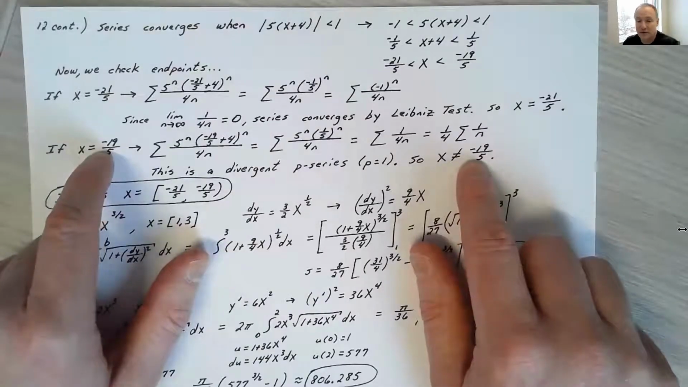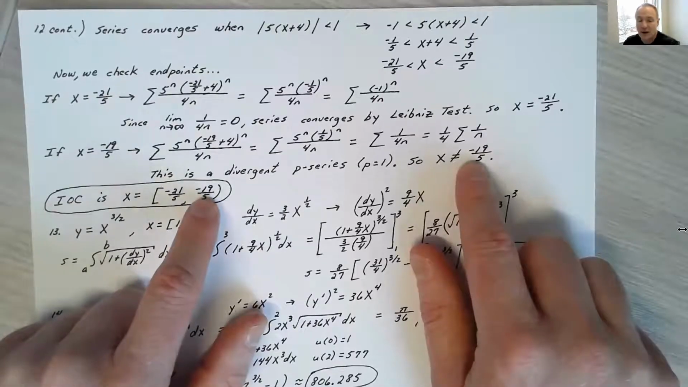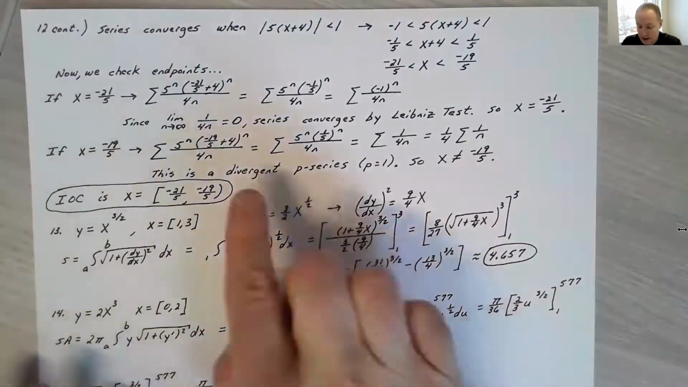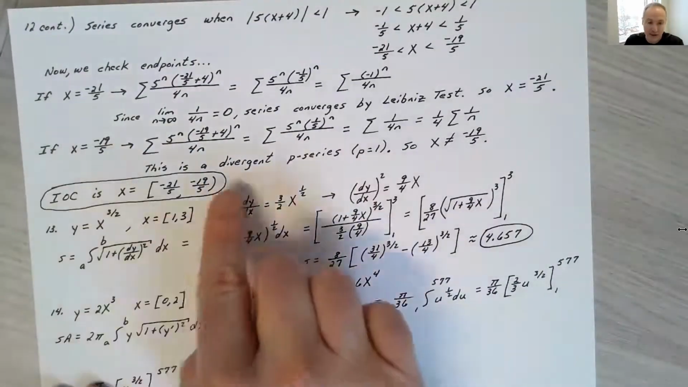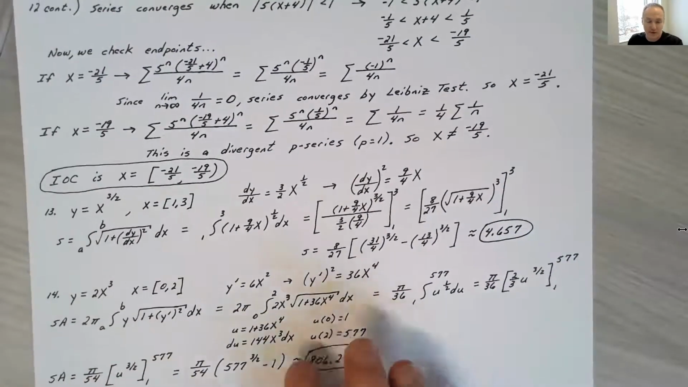Thus, my interval of convergence is the group beginning at negative 21 over 5 and including that with a bracket up to negative 19 over 5, and you have to exclude that with a parenthesis. And again, I'll always want to see interval of convergence is x equals low value to high value, and remember the brackets or parentheses around the endpoints.